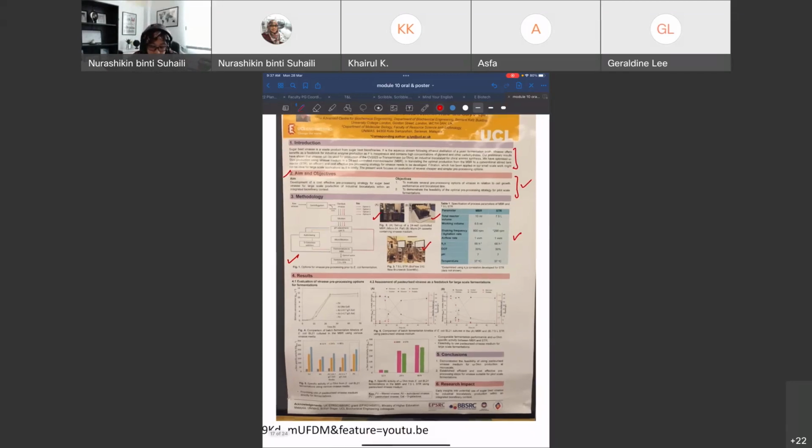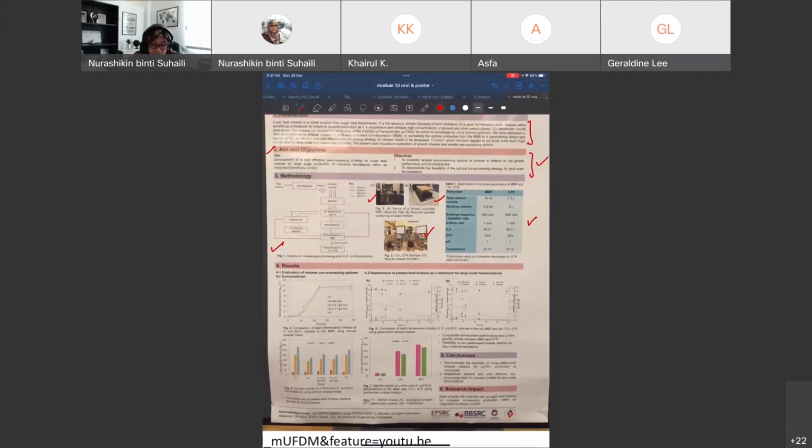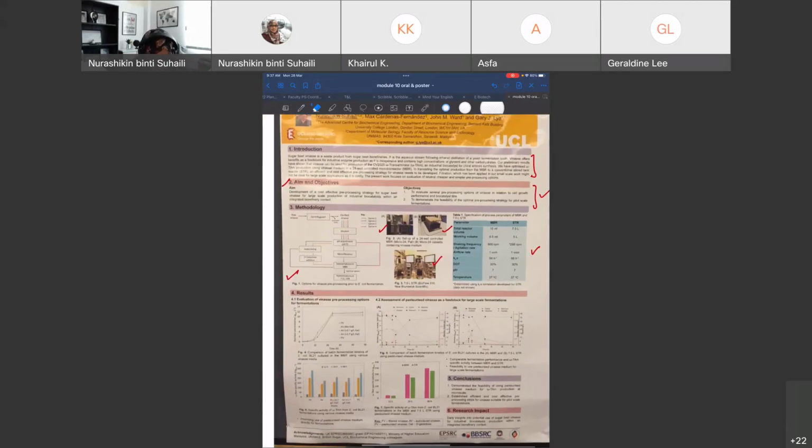I can make it bigger. I divide it into two sections. If you see here, I label introduction as 1, and then aim and objective is 2. I mean, it refers to the section. And then methodology is the third section, results is the fourth section. So it's good because it will facilitate the audience. First they go to introduction, number 2, after that number 3 and 4. So that's the good thing about numbering.